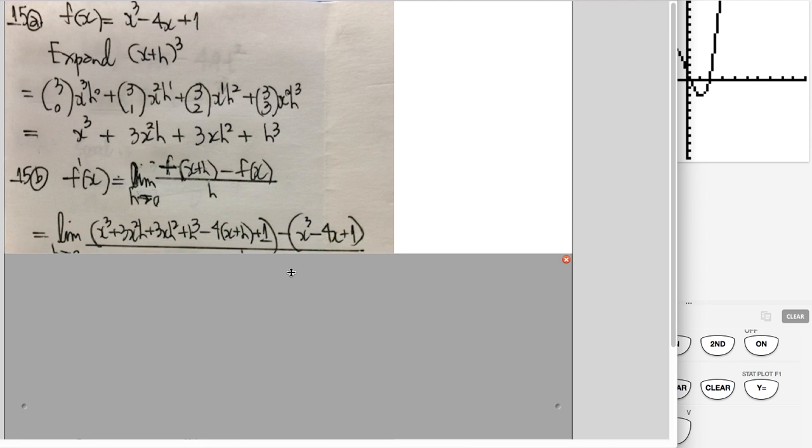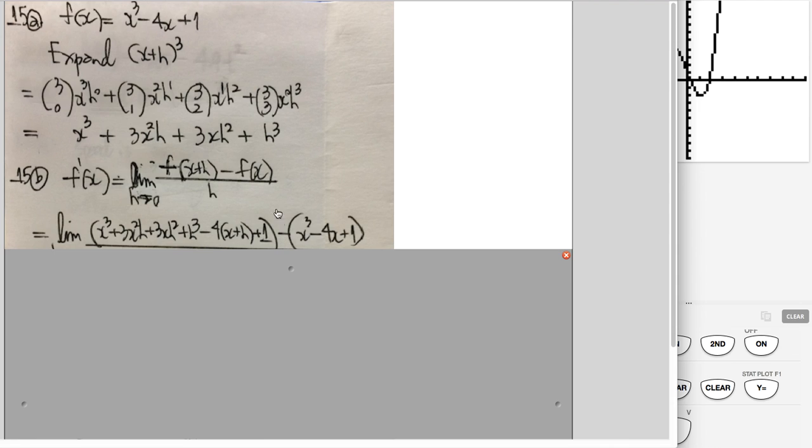So here we go, I've done the substitution. The x plus h cubed, I've gone ahead and substituted this expansion in for x plus h cubed. Then I subtracted 4 times x plus h plus 1. That 1 is important. There isn't an x there, so no need to substitute anything in, but you do need to include the plus 1.